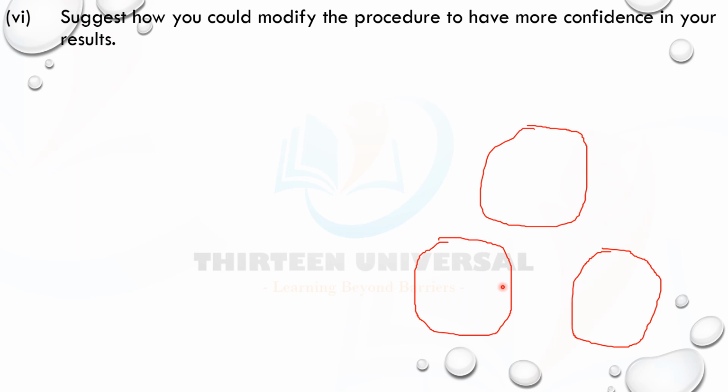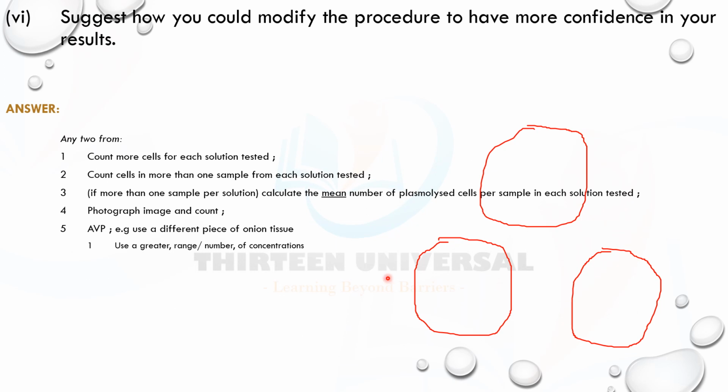Do you get? All right, very important. Look at it. This could come out in the exam. Count more cells for each solution tested. Count cells in more than one sample from each solution. So you take more than one epidermis and count the cells for each of them. Then when you are done, calculate the mean of the plasmolysed cells from each of them.